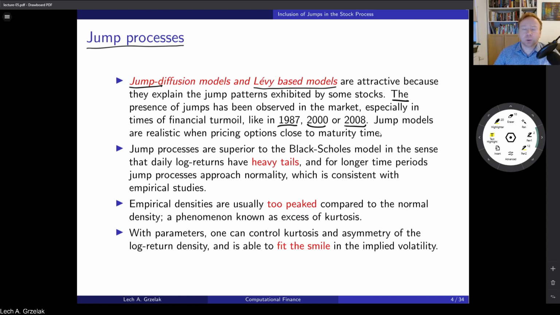This is what we will also see later when we look into coding exercises, that jumps allow for better calibration. If we think of the smile, maybe you remember, if we have a short maturity, the smile is very peaked, and that could be well explained by the inclusion of jumps in the model. Of course, the question is to what extent somebody is interested in the pricing of short maturity options.